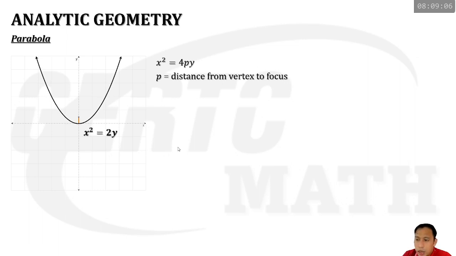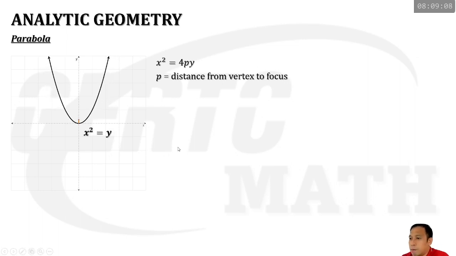Okay, so as you can see, this figure shows the graph of the equation x squared equal to y. So bali yung 4p here is equal to 1, or p is equal to 0.25.